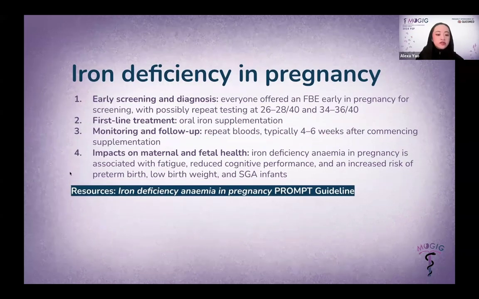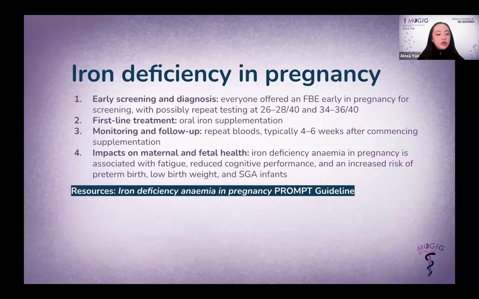In terms of takeaways for iron deficiency anemia, much like with the haemoglobinopathies we discussed earlier, early screening and diagnosis is very important. So all pregnant women should be offered an FBE early in pregnancy to screen for anemia and iron deficiency. Repeat testing might be necessary at the 26 to 28 week mark, and also at 34 to 36 weeks, depending on clinical circumstances. In terms of management, the first-line treatment recommended is oral supplementation.